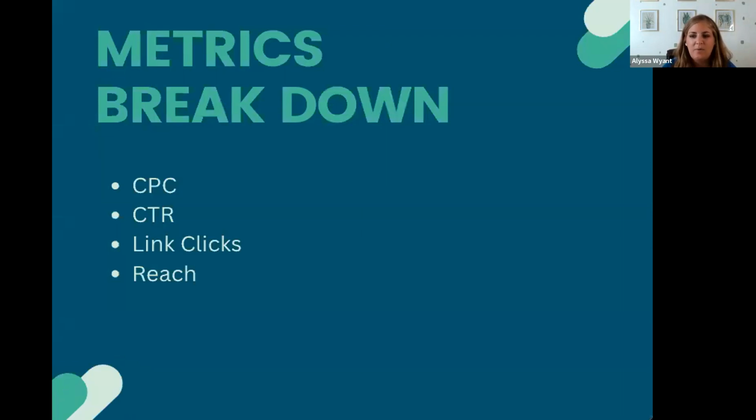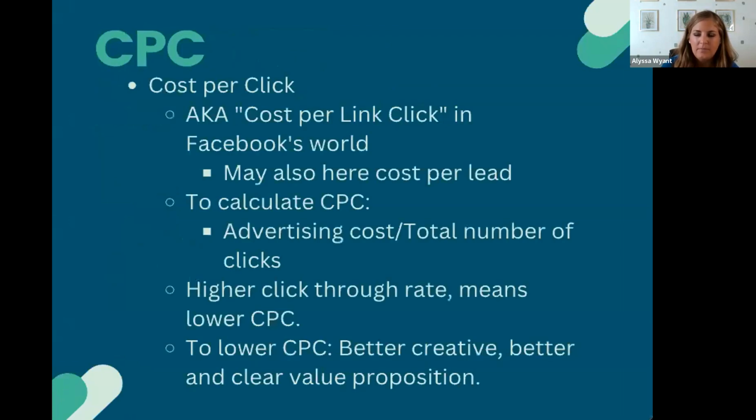So let's break down a few common metrics that we see in Facebook. I'm sure some of these probably look familiar to you. You've probably seen them, maybe you've skimmed over them, maybe you've researched what they mean, but maybe you don't really understand how to use them. So the concepts we're going to look at are CPC, CTR, CPM, and reach. So CPC stands for cost per click.